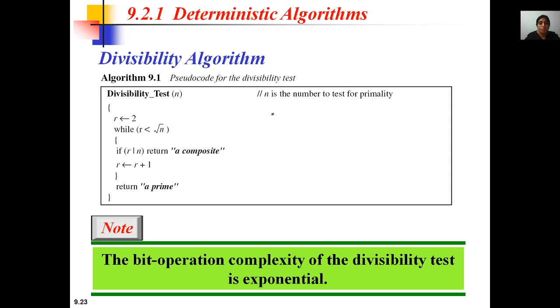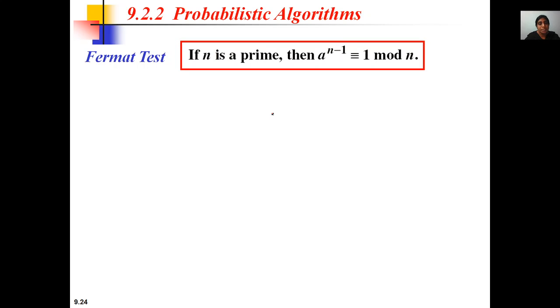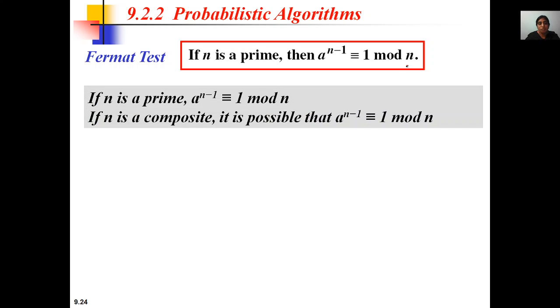So the bit operation complexity of the divisibility test is exponential. Then the probabilistic algorithm. In the probabilistic algorithm, the Fermat test will be applied. Here we are going to test whether n is a prime number or not. According to Fermat's little theorem, a power n minus 1 is equal to 1 mod n is the formula. So we are going to test whether n is a prime number or it may be a composite number.